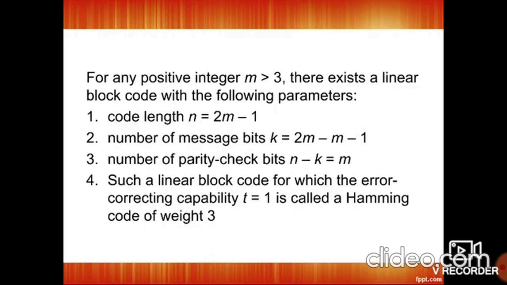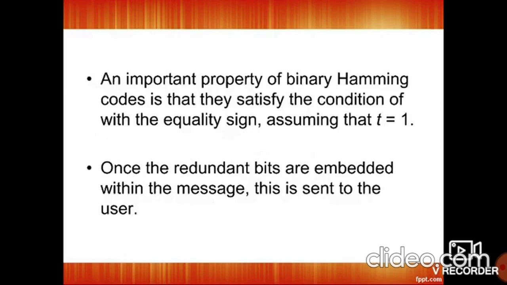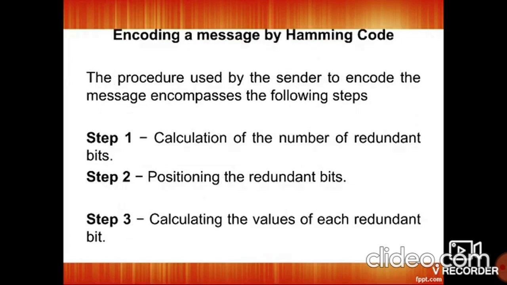The code length is always n equal to 2 power m minus 1, where m is greater than or equal to 3, an integer. The number of message bits k equals 2 power m minus m minus 1. The number of parity check bits n minus k equals m. The important property of Hamming codes is that they satisfy the condition of equality, assuming t equal to 1, once the redundant bits are embedded within the message that is sent to the user.